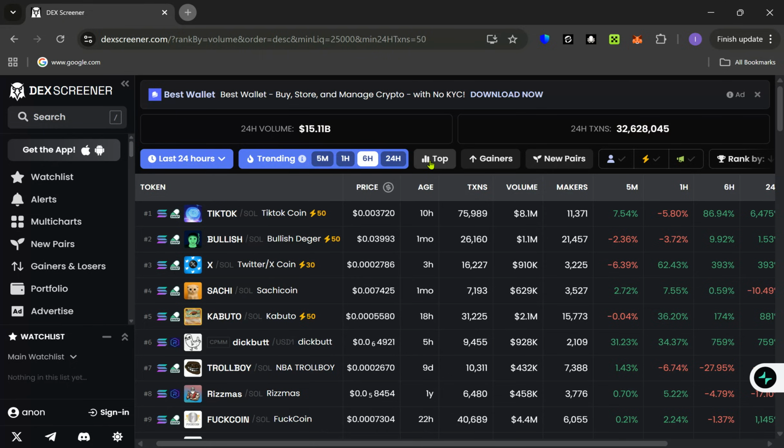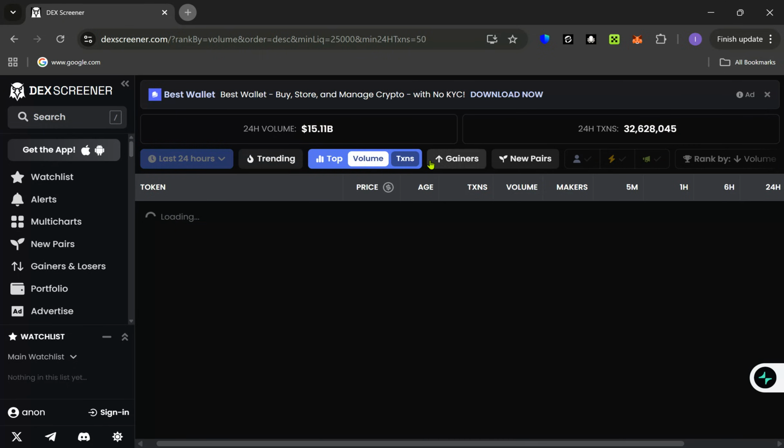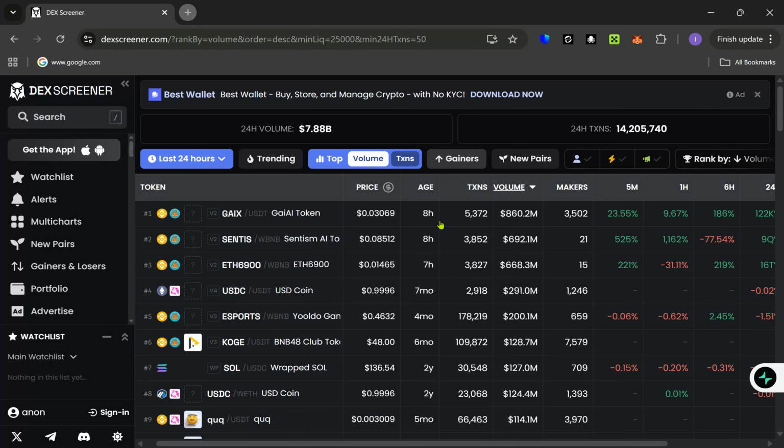Then the top gainers. You can view the tokens that are top in the market, either by their volume or by their transactions. If you come here, you can see that we are under volume. All the tokens here are the top within the 24 hours. Remember, this is still under 24 hours, and these are the ones with the highest volume.